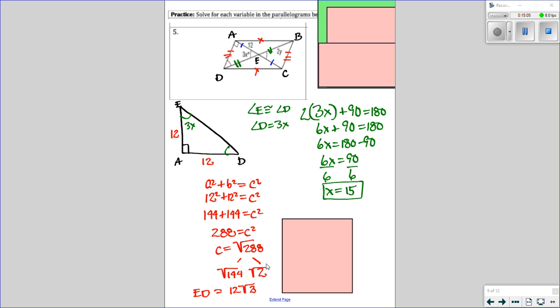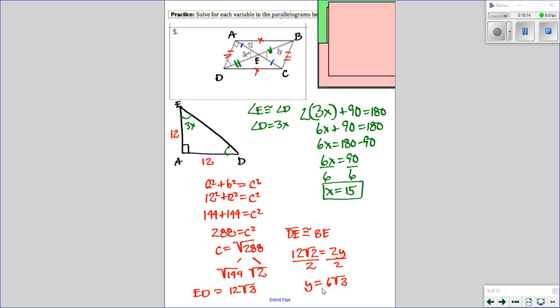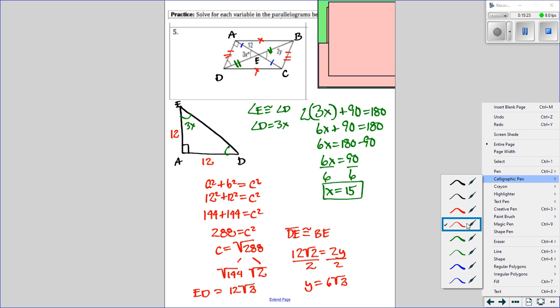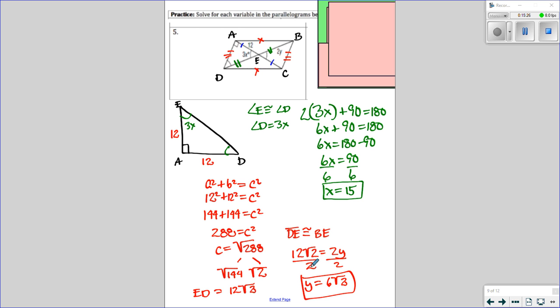So I found ED. Now, knowing that it's congruent to BE, I set them equal to each other and solve for y, which gives me 6 radical 2. And there it is. I got my y, which I will box in red. And that's it. You're basically using the characteristics of a parallelogram, the properties of the diagonal in a parallelogram, and also a little bit of right triangles and the Pythagorean theorem, all put into this shape in order to find the missing variables.